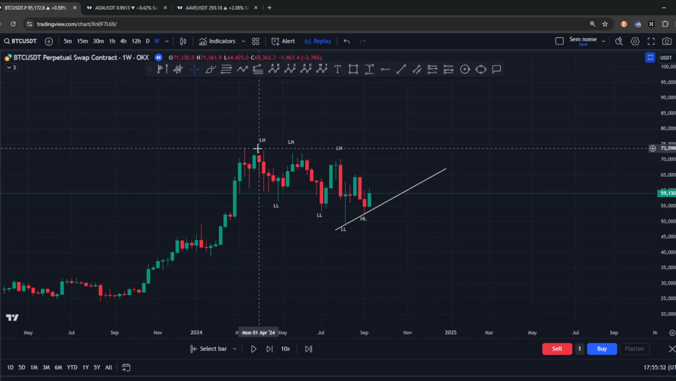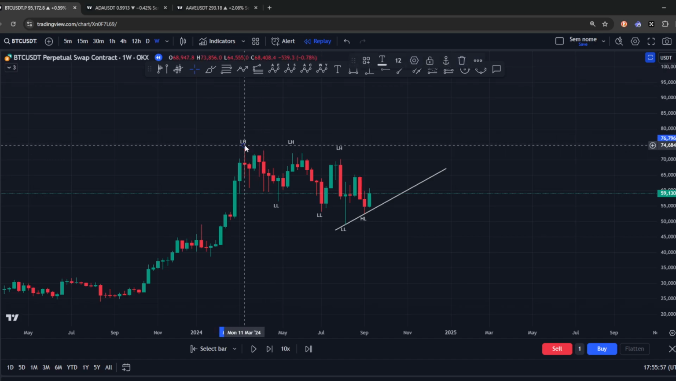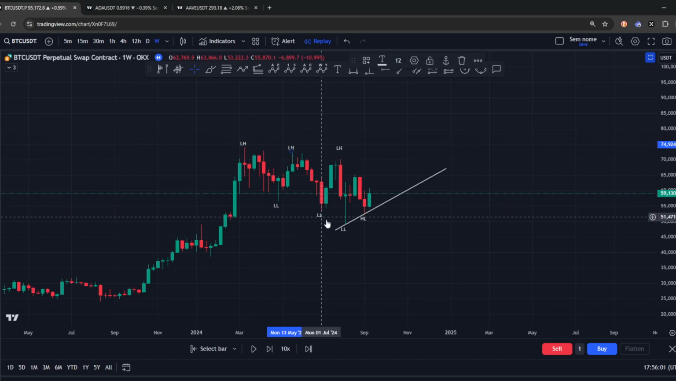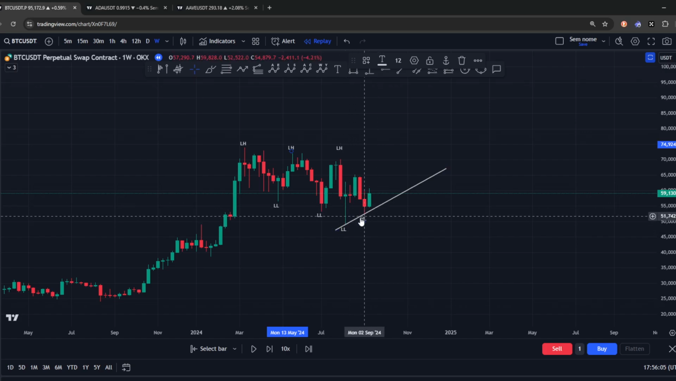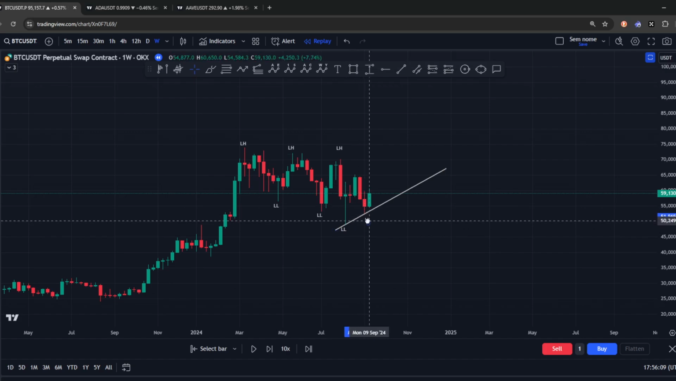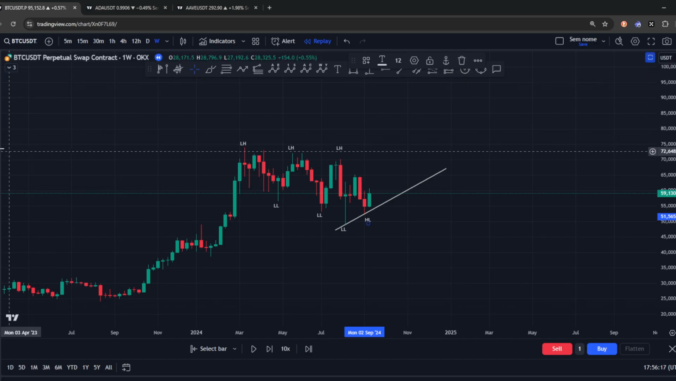As you can see, you have here a simple structure. You have identified lower highs and lower lows until you have this change of the structure as the price makes a higher low. Okay, and this is where the parallel channel can be an interesting concept to use.